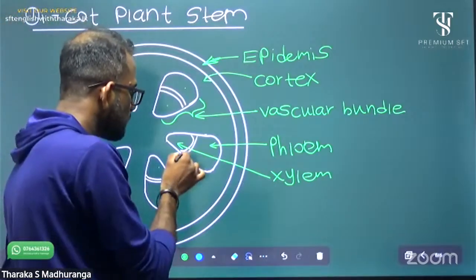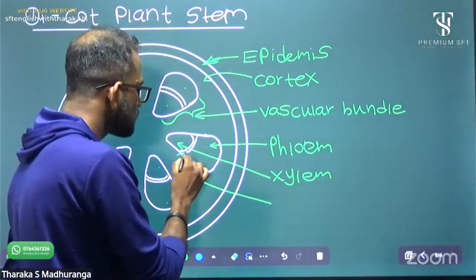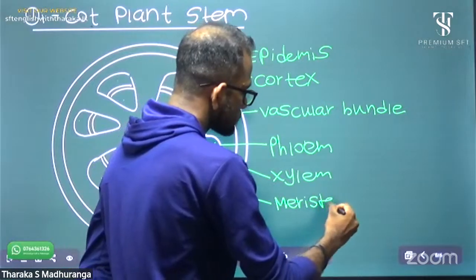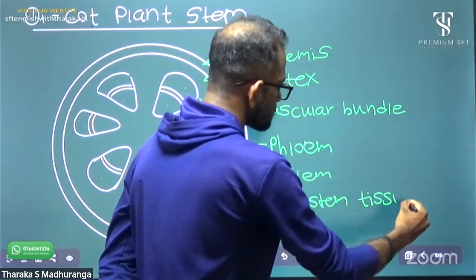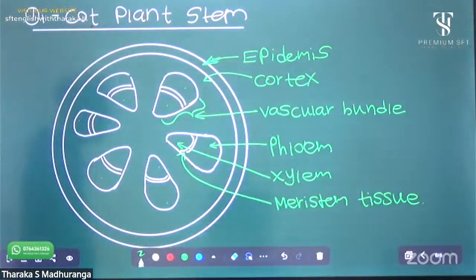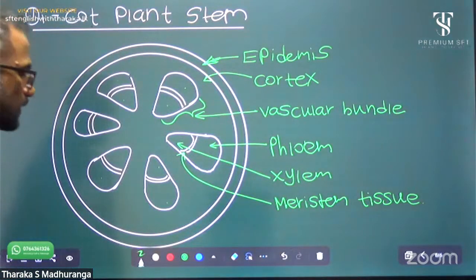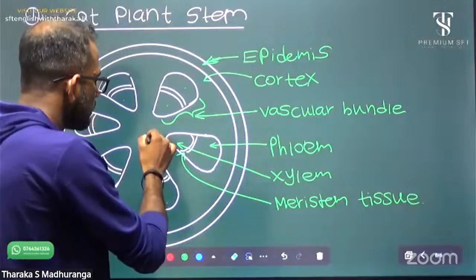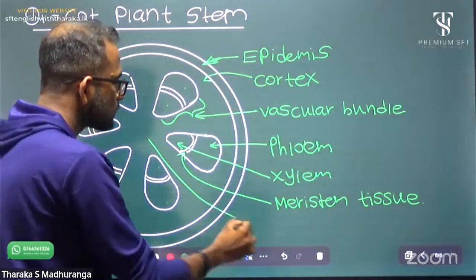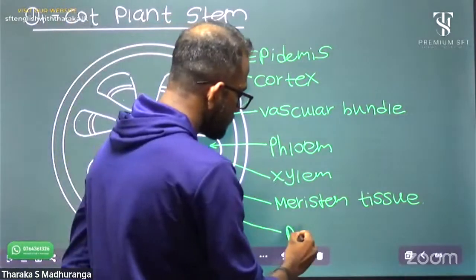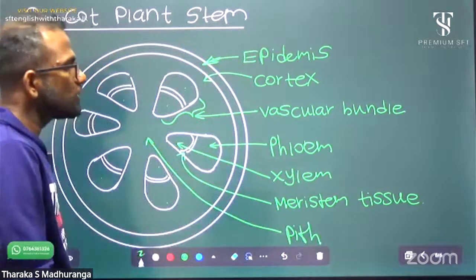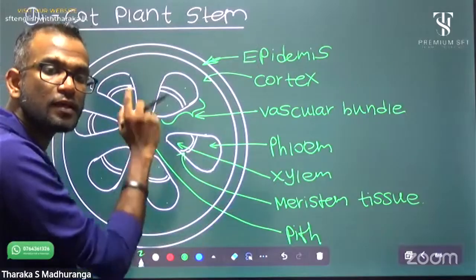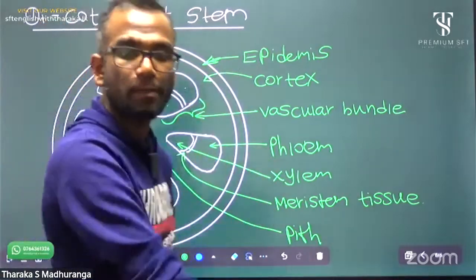And this separation part is the meristem tissue. The middle part of this is called the pith. Remember, in dicotyledon plants, the outer layer is cortex and the middle part is pith. Pith and cortex are clearly separated.